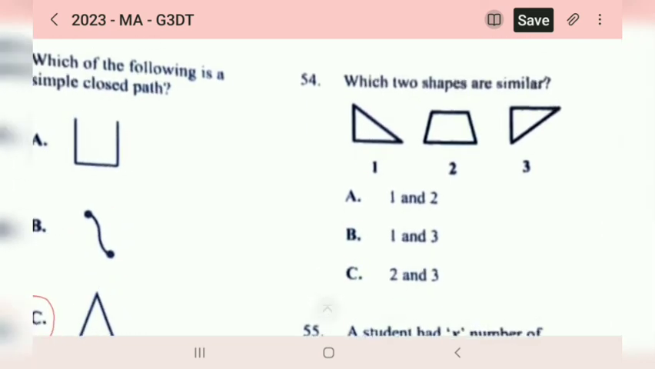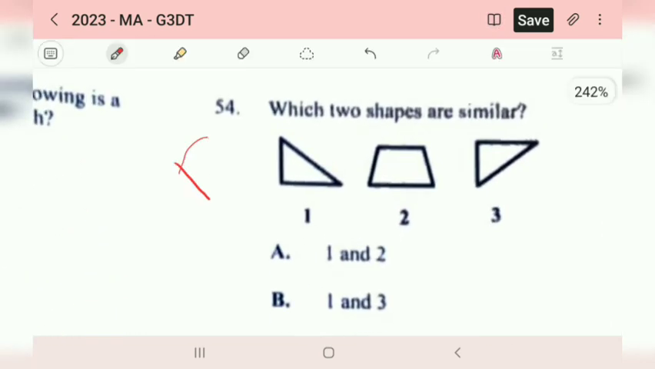Which shape is similar? This is also a repeat. Same setting out, with 1 and 3 being the similar ones. 1 and 3 is at B.